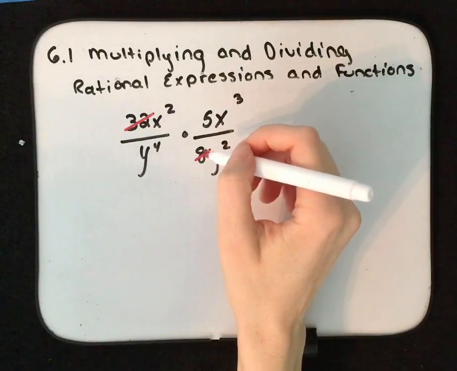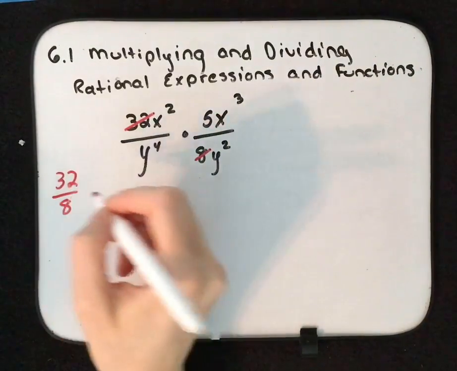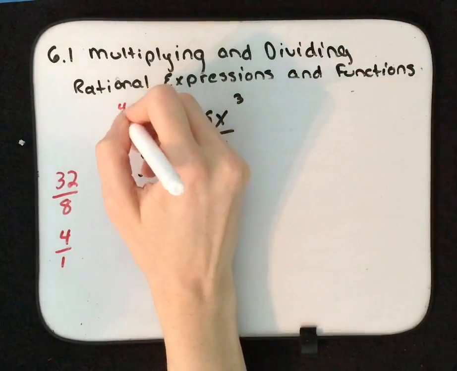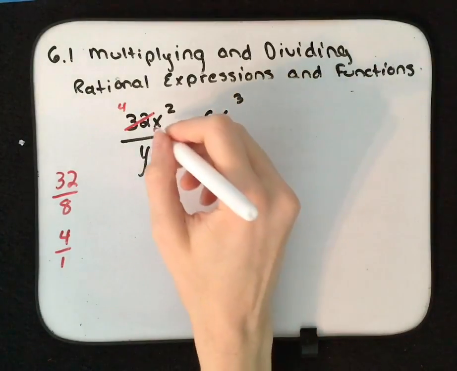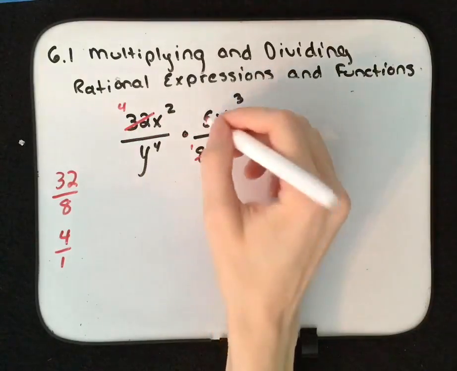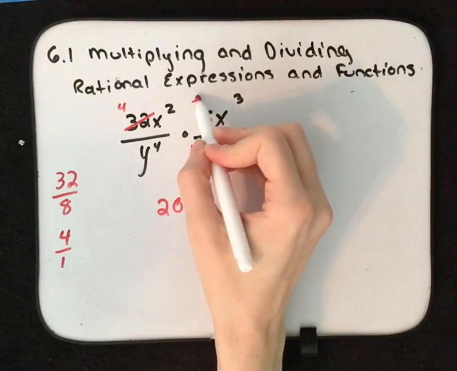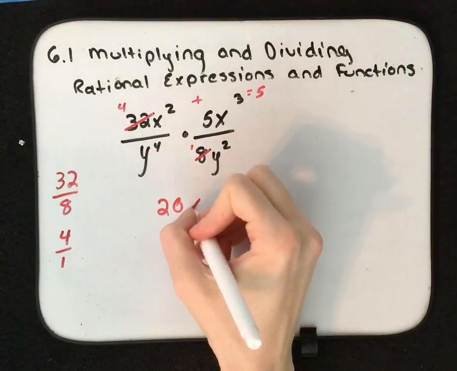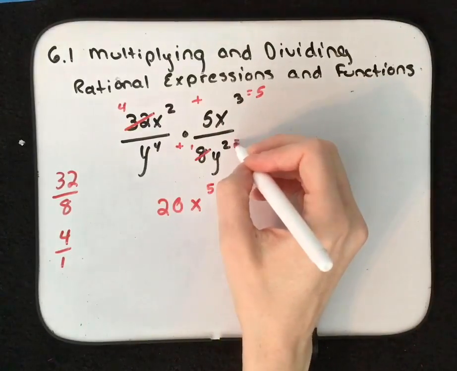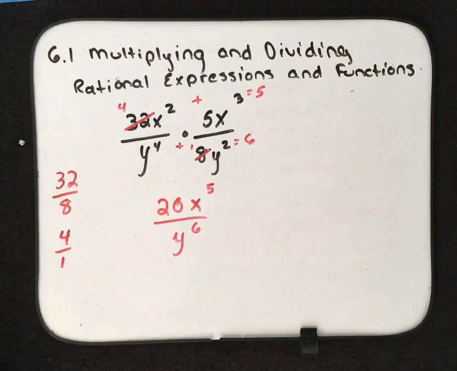8 times 4 is 32, so 32 over 8, if I had that as a fraction, we would reduce that down to 4, or 4 over 1. So I can simplify, there we go. Now we just do our multiplication across the top, our multiplication across the bottom. 4 times 5 is 20. x to the 2nd times x to the 3rd, remember we add our exponents. y to the 4th times y to the 2nd. Remember, we add our exponents. And there we go.